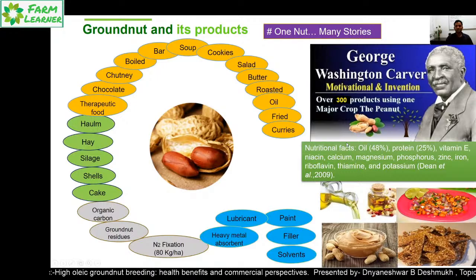Groundnut is a very nice blend with oil about 48%, protein about 25%, vitamins and minerals. And that's why it's a wonder nut, as it is a blend of a good amount of healthy fatty acids, minerals and protein as well.